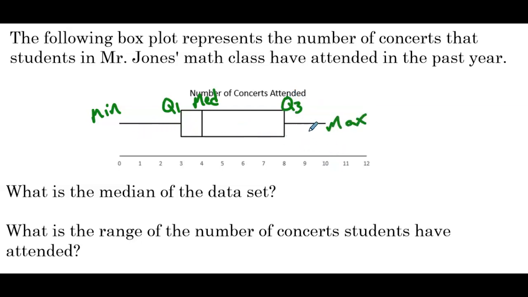Within each part of the box plot, there's 25% of the data, right? So right here, 25% of the students fall into this range. 25% is there, 25% is here, and 25% is here. So let's use this box plot to answer the questions that follow. What is the median of the data set? So that is 4.